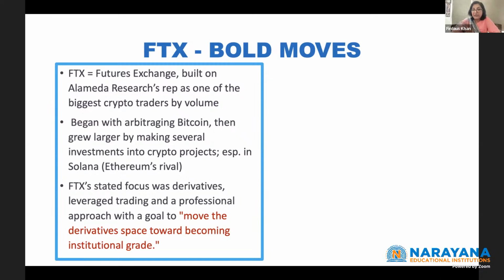What we need to focus on is that FTX was always about quant trading, always focused on derivatives: the price changes between two markets, three markets, will the price go up, can you predict the price? So they had the dream. SBF, Sam Bankman-Fried, had this dream of moving derivatives into a space where they become non-risky, institutional grade, so people need not fear derivatives and such kind of trading.